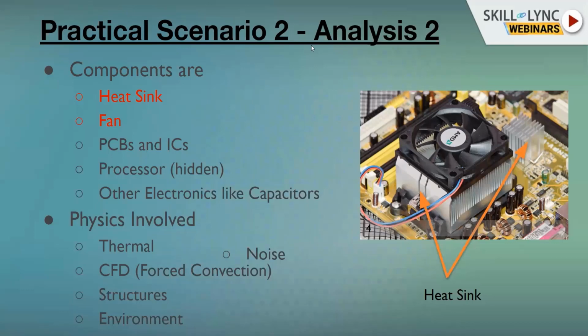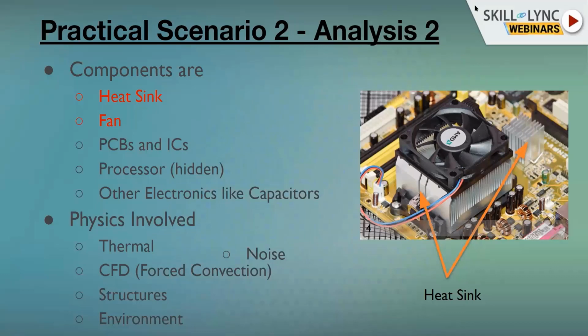First, the processor is hidden. The heat sink is placed on the processor generally. So the heat sink will become hot. So we should find the junction temperature, the processor temperature, and the heat sink temperature. So thermal physics is involved. Second, we have CFD. I mean, we have a fan here. So forced convection; the fan starts running whenever the processor gets on.